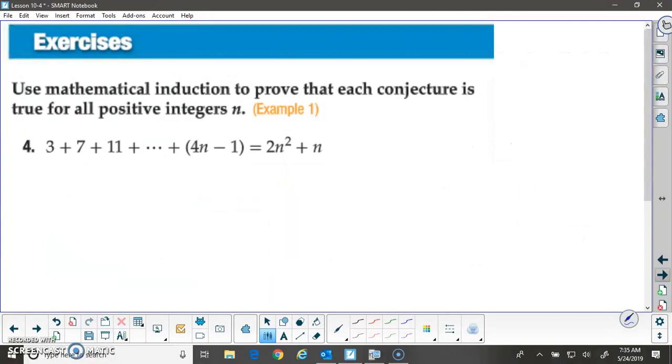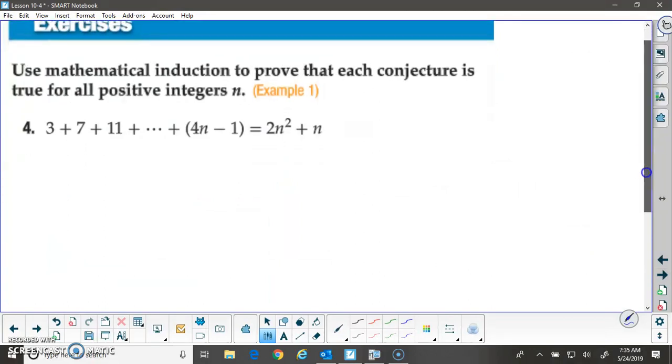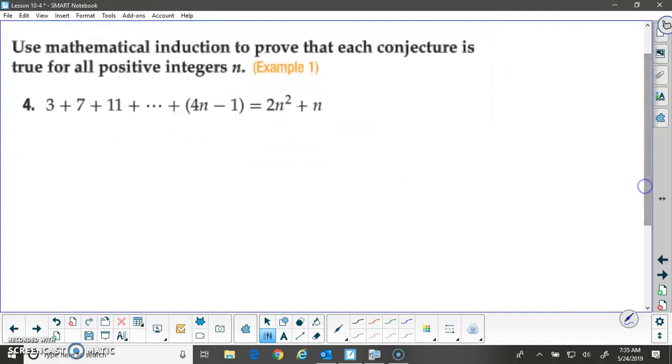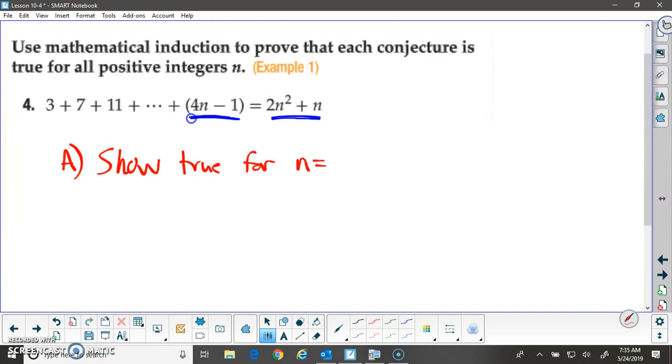So here's the kind of problems we're going to be doing. That's a three-step process. You can see that we've got an infinite arithmetic series, 3 plus 7 plus 11. You can see the pattern as it goes up by 4. This would represent the nth term. This represents the sum of the first n terms. And so the first step, step A, is to show true for n equals 1. This is our anchor step.